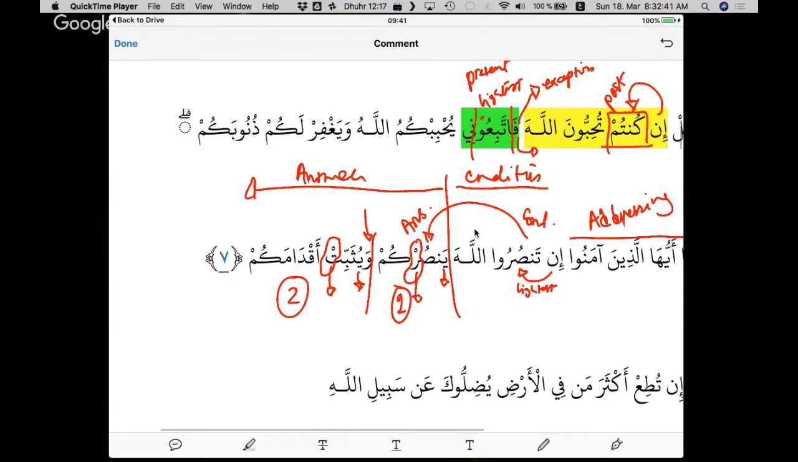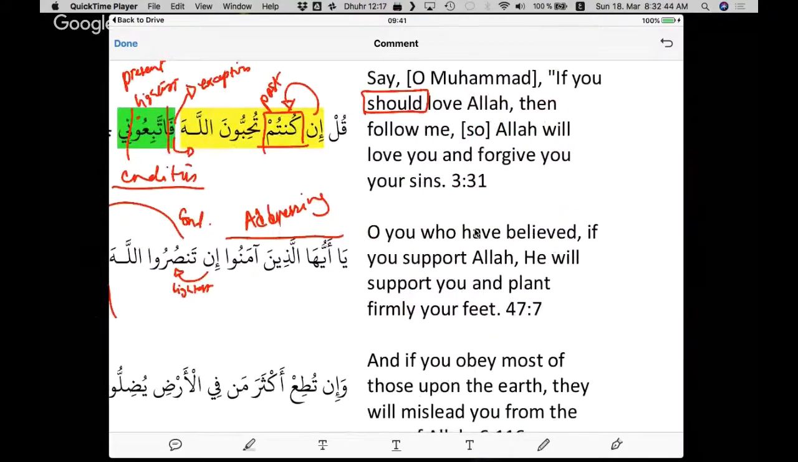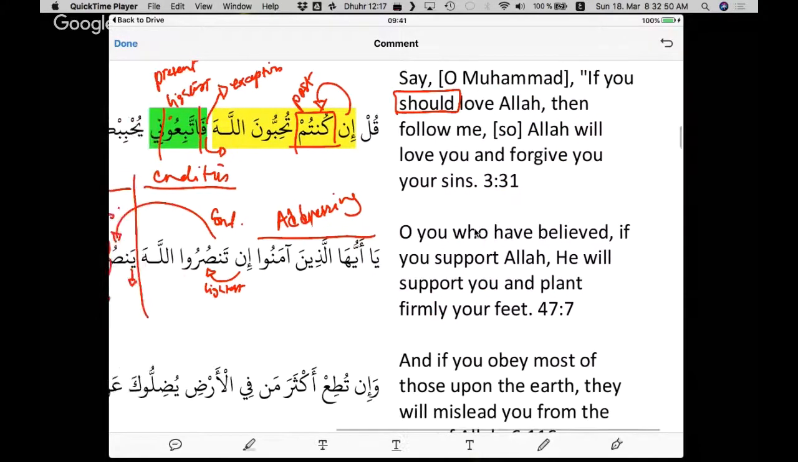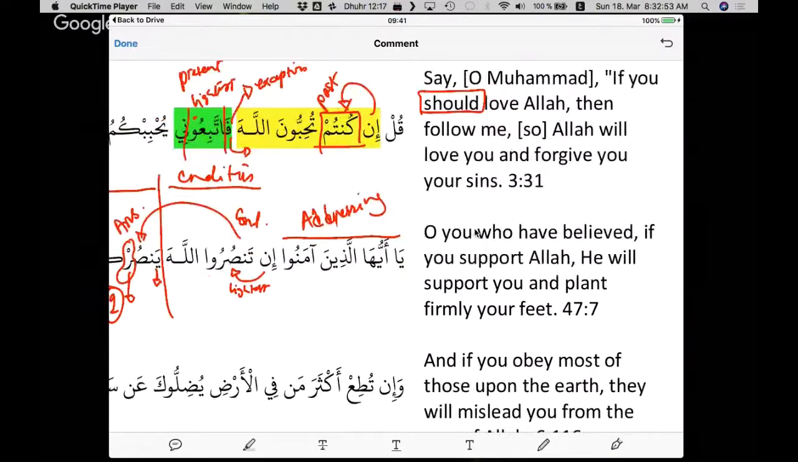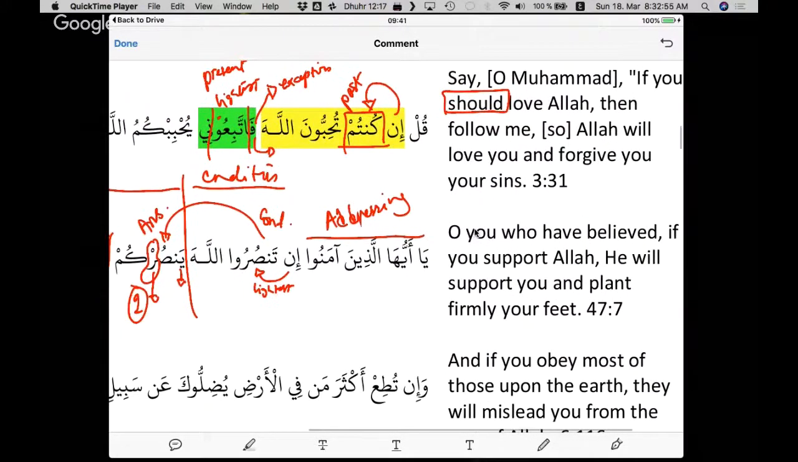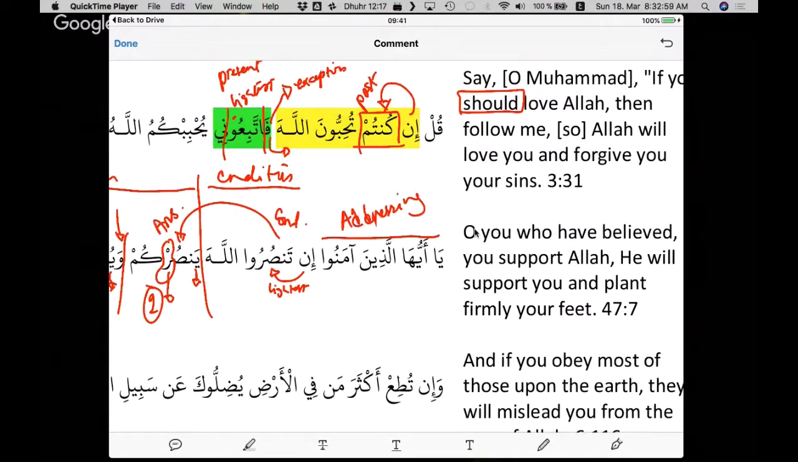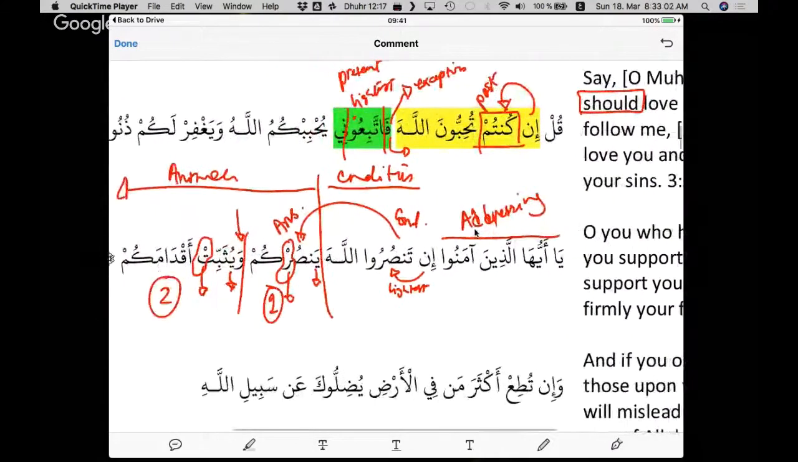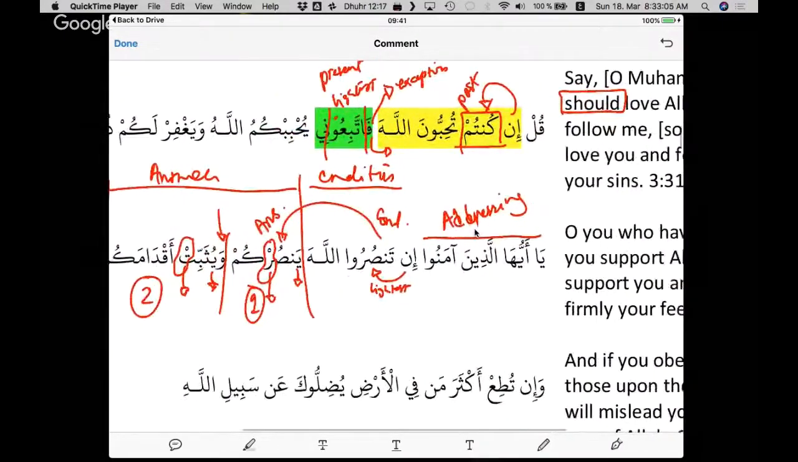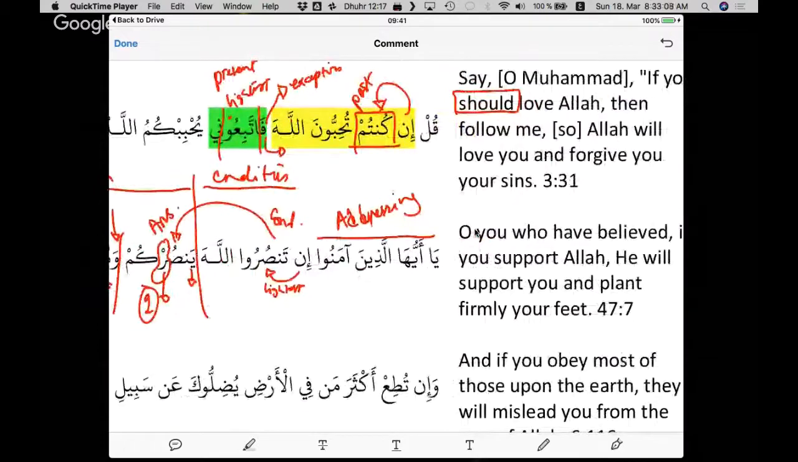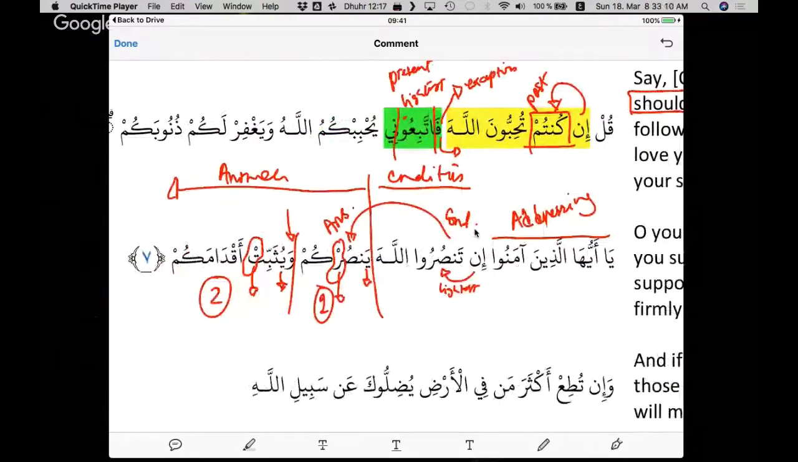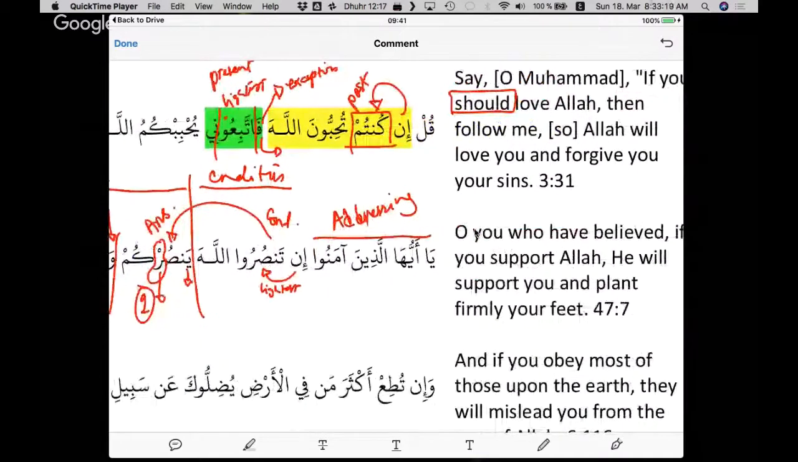Now let's read the translation. Oh you who have believed, ya ayyuhallazina amanu. If you support Allah, in tansurullaha, He will support you. Yansurkum, He will support you. Wa, and plant firmly your feet. So this is the answer to the condition. The condition is that you have to support Allah, and only then Allah will support you and plant firmly your feet. I mean, make you firm, stable, established, inshallah.